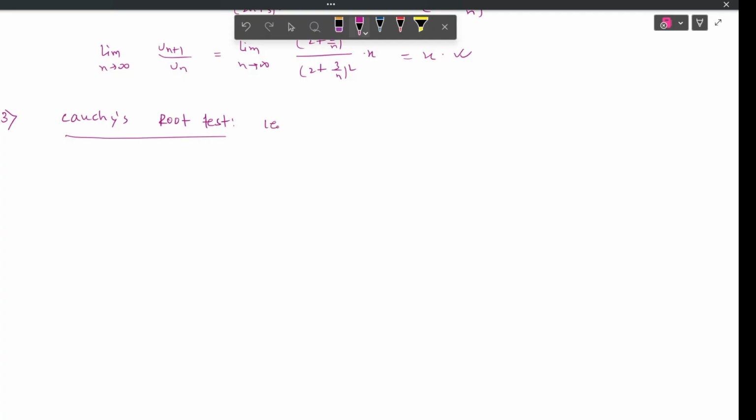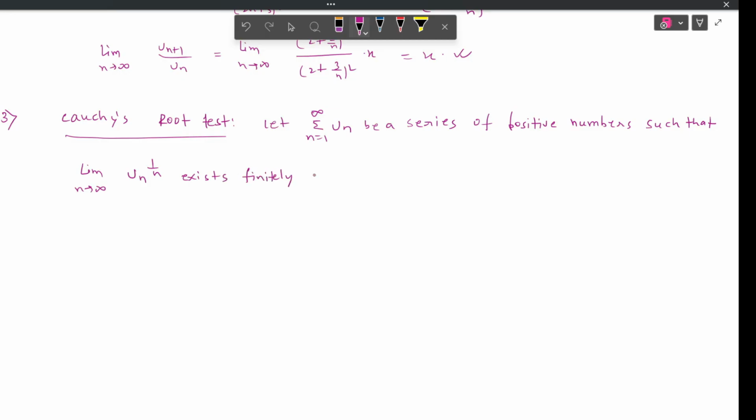So here, let summation n equals 1 to infinity u of n be a series of positive numbers such that limit n tends to infinity u of n to the power 1 by n exists finitely, and let limit n tends to infinity u of n to the power 1 by n be L.